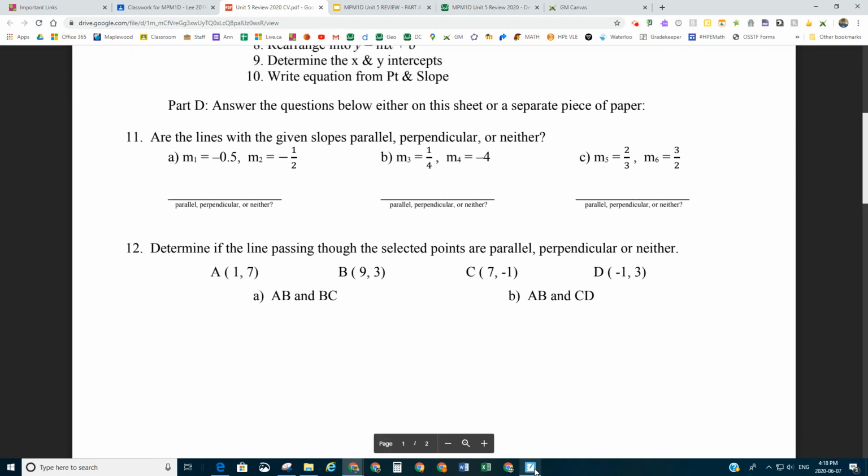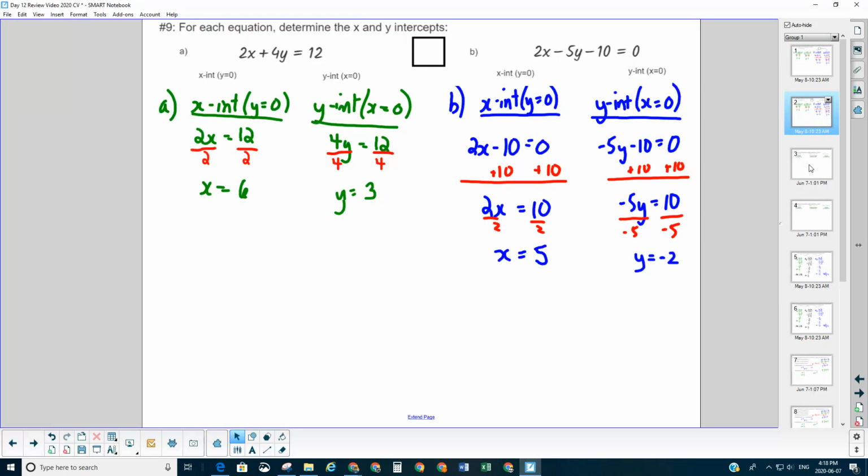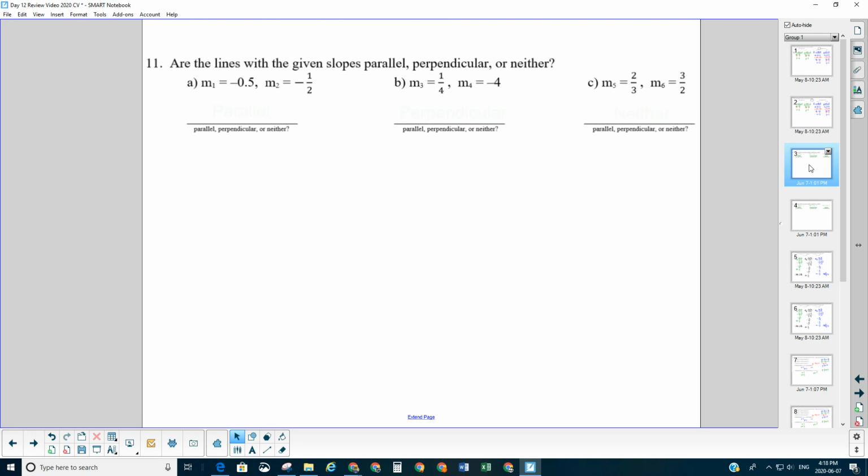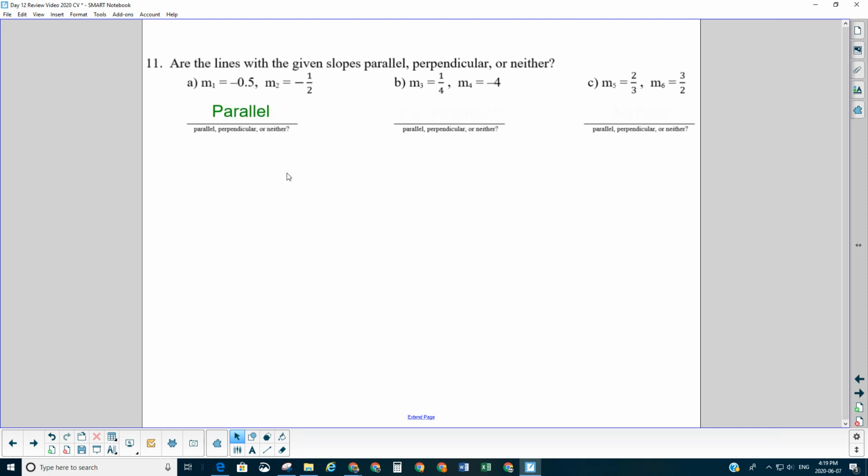So for number 11, I actually have these in our notebook file here, so I'm going to move on to here. Are the lines with the given slopes parallel, perpendicular, or neither? Let's look at the first pair. You see m1 equals negative 0.5 and m2 equals negative 1/2. At first glance they don't look exactly the same, but if you stop and think for a moment, 1/2 is the same as 0.5. They are both negative, which means these are actually equal, they're identical. And because the slopes are the same, we can say that the lines are parallel.